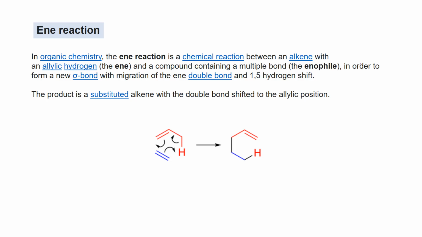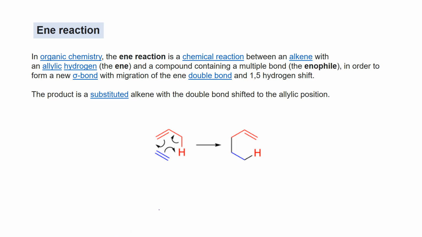Next we will discuss the ene reaction. In organic chemistry, the ene reaction is a chemical reaction between an alkene with an allylic hydrogen and a compound containing a multiple bond, in order to form a new sigma bond with a migration of the ene double bond and a 1,5 hydrogen shift. The product is a substituted alkene with the double bond shifted to the allylic position.